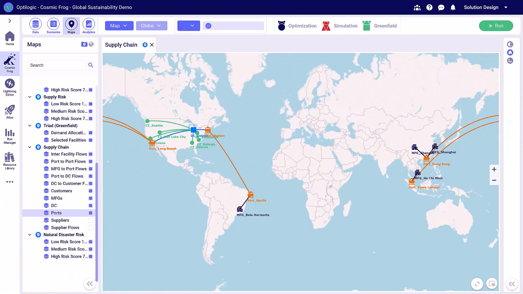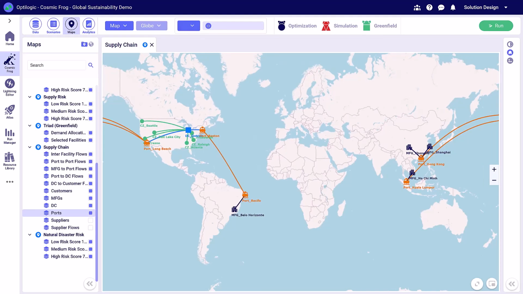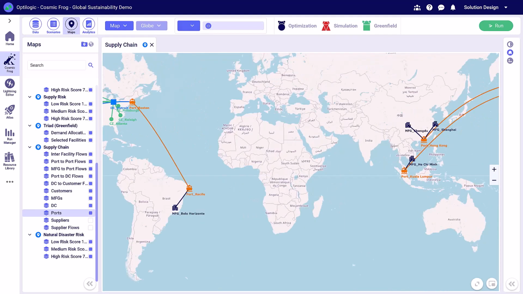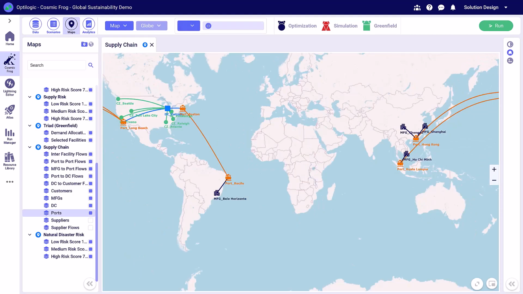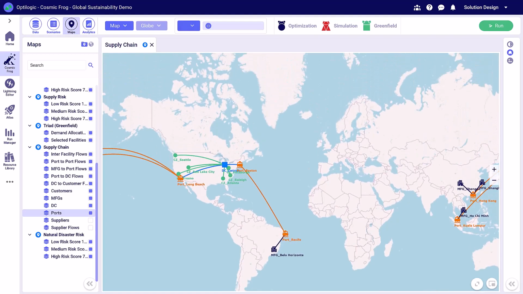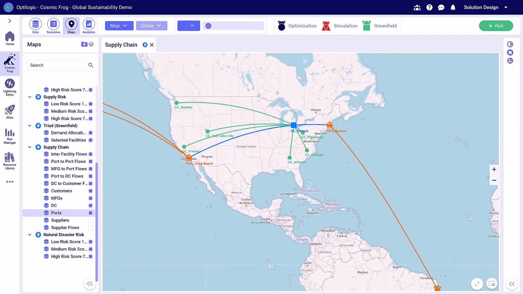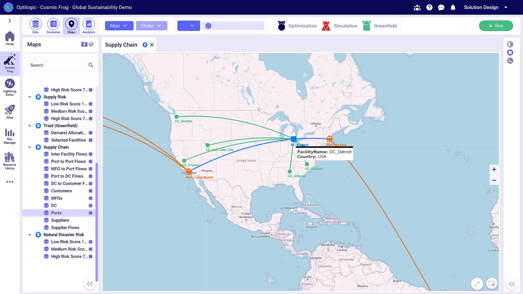Welcome to this demonstration of global sustainability analysis in Cosmic Frog. This global sustainability model features a manufacturer's supply chain with a network of production plants in Asia and South America. Here we have the baseline map of this global network. Plants in China, Vietnam, and Brazil flow goods into the distribution center in Detroit and out to customers throughout the USA. This baseline network forms the foundation for our scenarios later on.